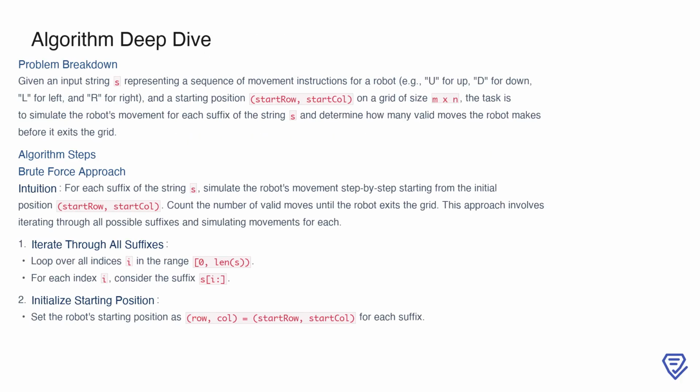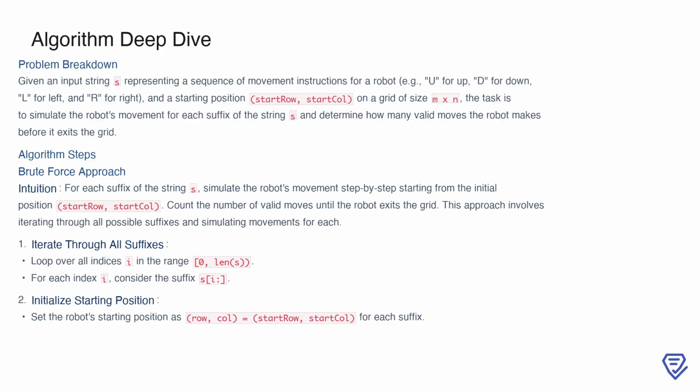To solve the problem, we need to simulate the movement of a robot on a grid based on a sequence of instructions provided in the string S. Each character in the string corresponds to a movement direction: U for up, D for down, L for left, and R for right. The robot starts at a given position, start row, start col, on a grid of size m x n. For each suffix of the string S, the task is to determine how many valid moves the robot can make before it exits the grid.